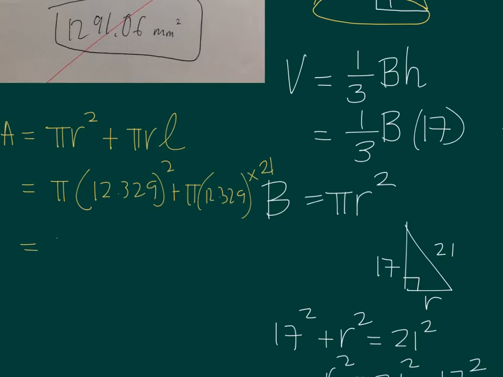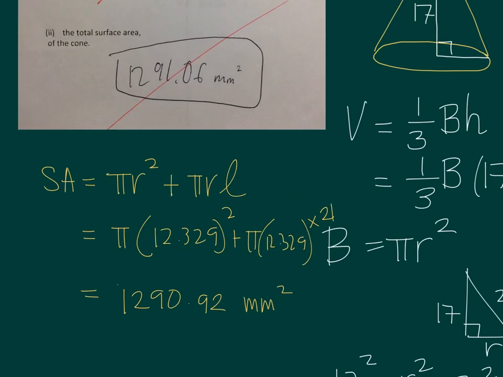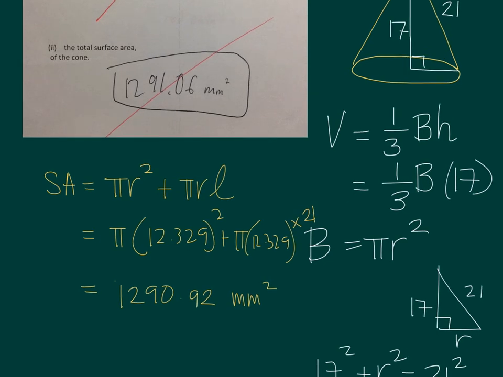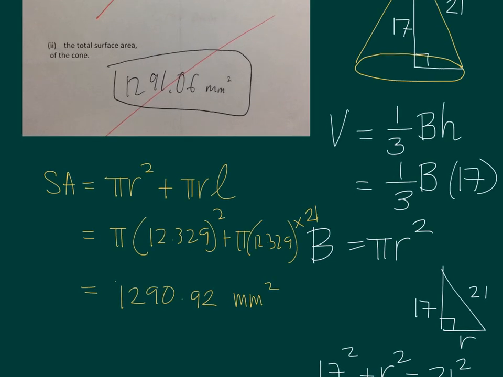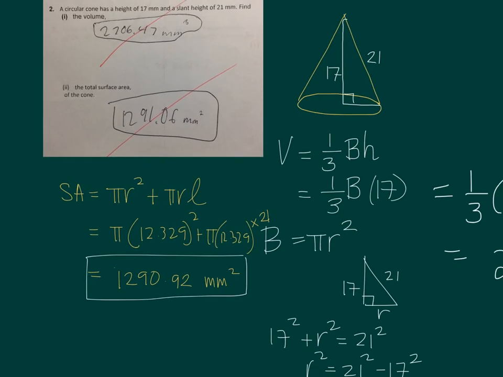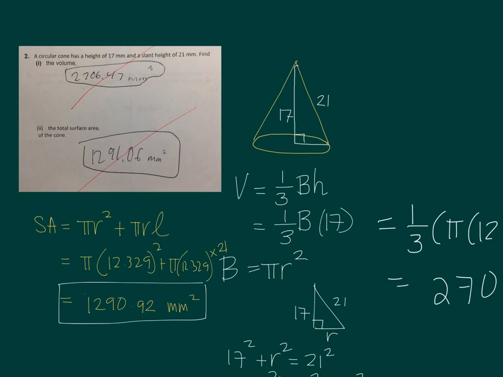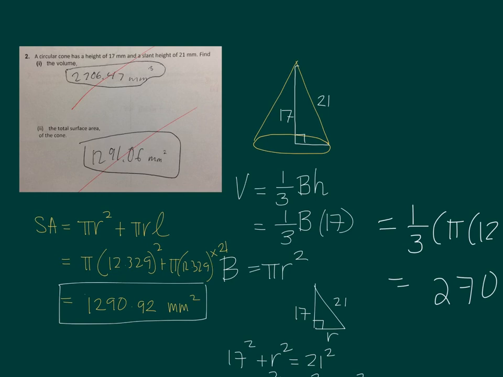So this is equal to 1290.92 mm squared. So that is the surface area. It is very close to one of your classmates' answer, 1291.06. Again, the difference in the answer could be from the value of pi used or how you rounded off the number. But more or less, your answer should be close to 1290.92. So that's how you solve a type 2 question on the volume and surface area of a cone.